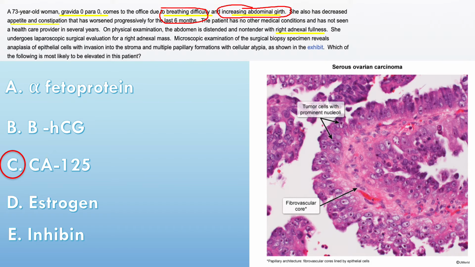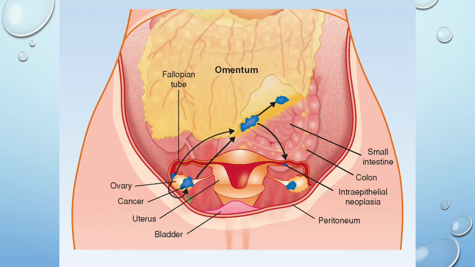Okay, so let me tell you guys why she has abdominal distension and constipation and all these stuff. Obviously, because the ovarian cancers spread to the peritoneum, and they also spread to the pleura, which is why she has breathing difficulty. Now, because they spread to the peritoneum, and the bowel is covered by peritoneum, she is gonna have problems like constipation and also increased abdominal girth.